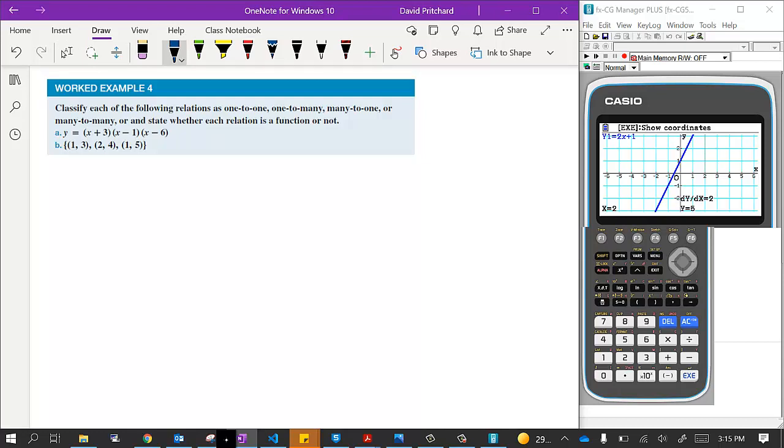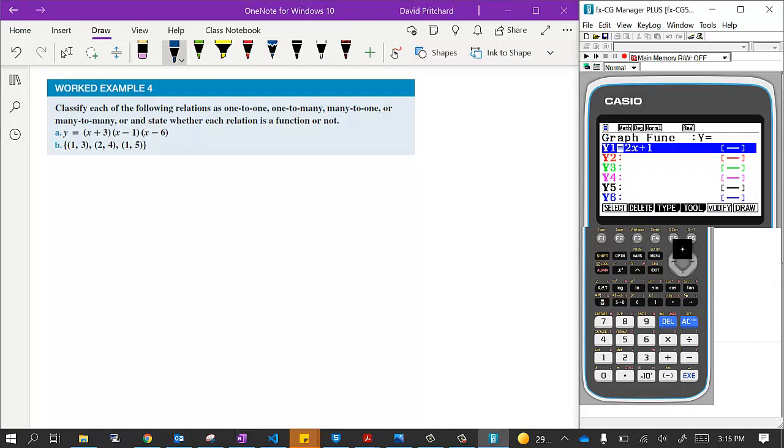So if we look at our first one, let's use our calculator again. So we'll turn this one off. Remember to turn it off. We just select on it, so it won't graph again. Okay, so we put in our brackets. We've got (x plus 3), (x take 1), and (x take 6).